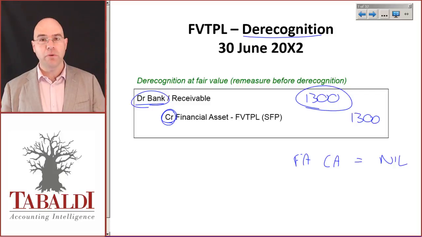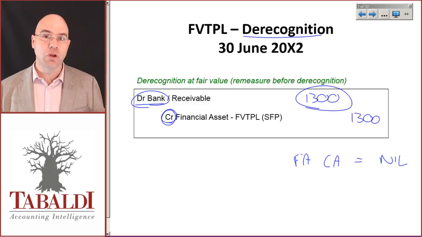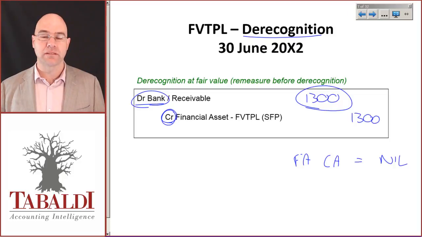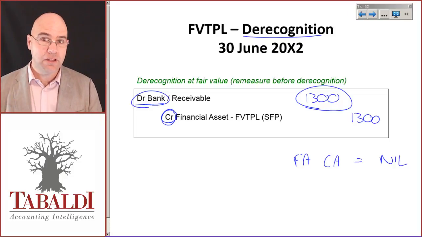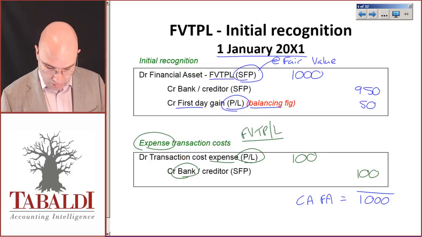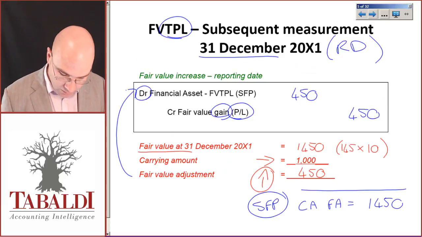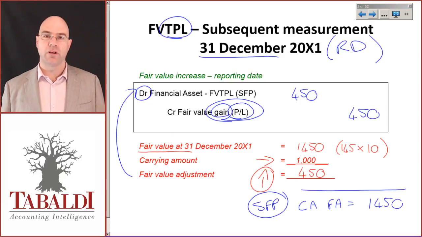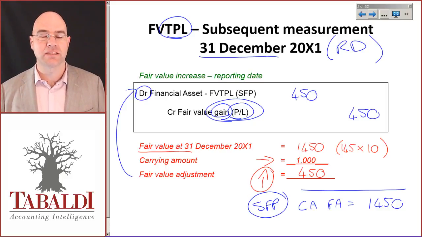This is the most common one to be tested. Guys, just be very comfortable that you know the journals and you can apply the basics. The only one that's really tricky here is to remember that when it's fair value through profit and loss, the transaction costs are expensed and the fair value adjustments go through profit and loss. That's the two things to really keep in your mind. Good luck. We'll move on to the next section now.